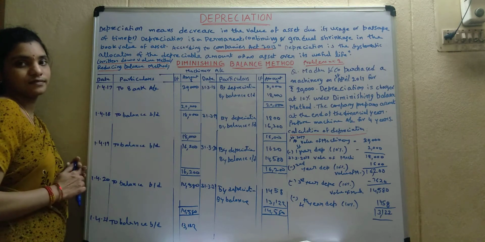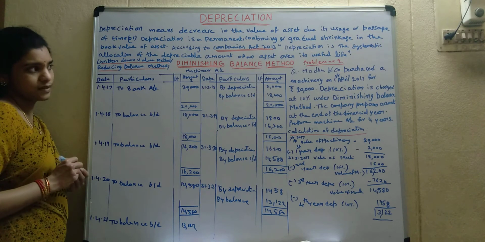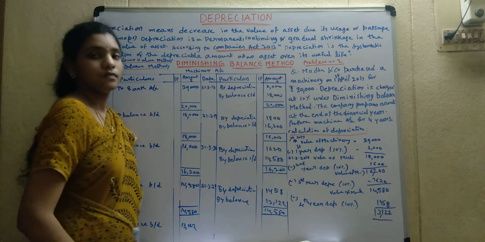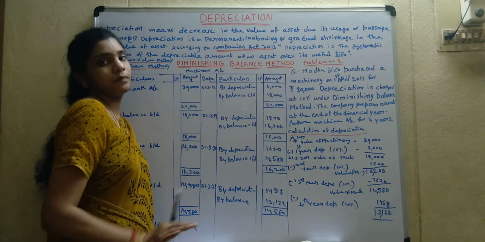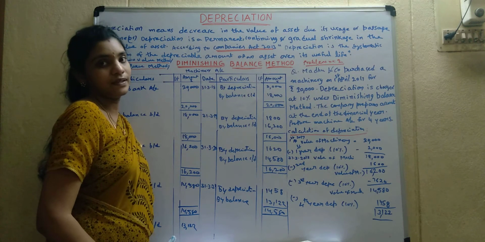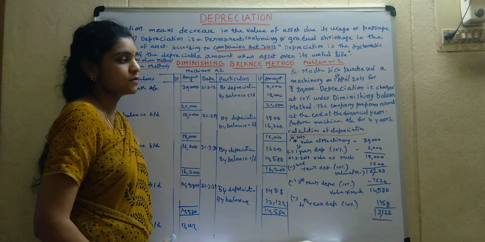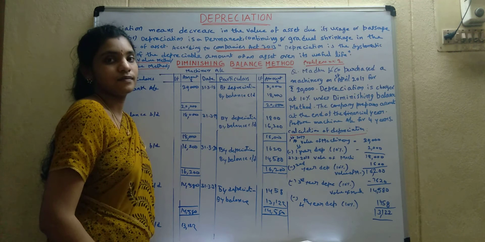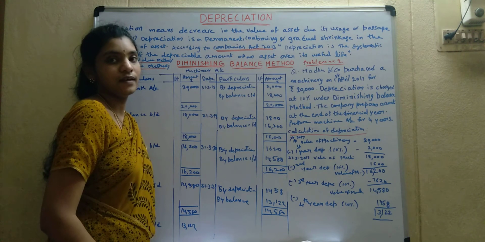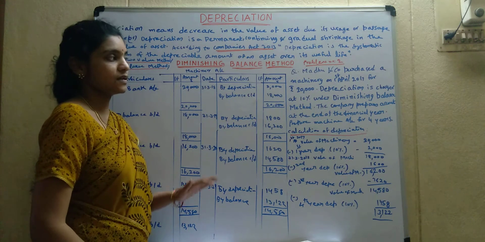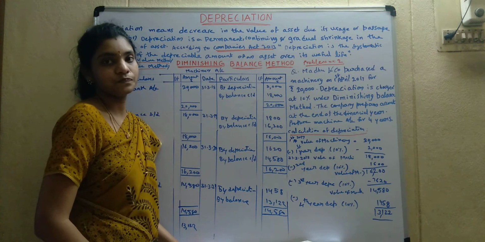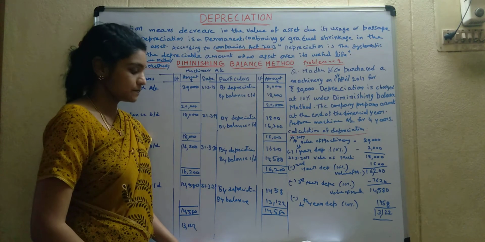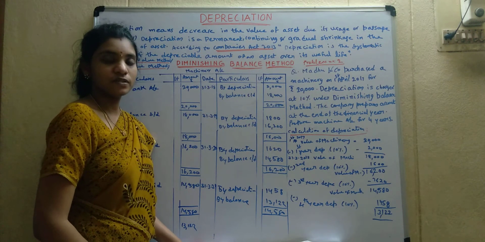Did you understand? In the case of the fixed installment method, we write off a fixed amount for all the years. But in the case of the reducing balance method, what do we do? We calculate the depreciation on the reduced value of the asset. In this, we have to calculate depreciation for every year. Remember, we have to calculate depreciation for every year. That's all for today.